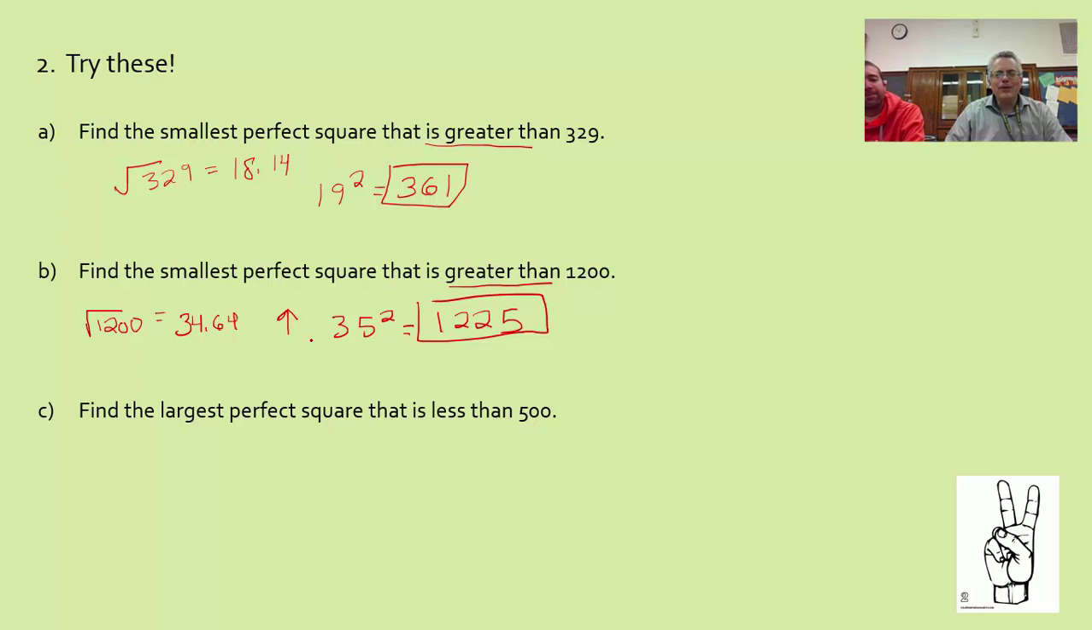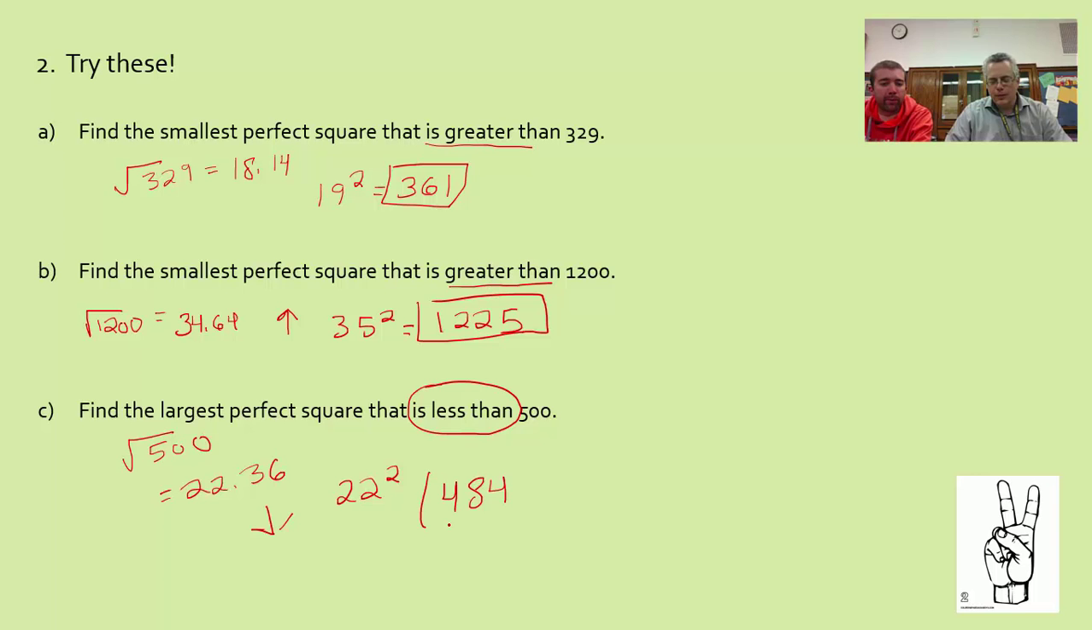All right, largest perfect square that is less than 500. So we're going to come in under 500. Now the square root of 500 is 22.36. So we're going to go for 22 squared, because we're rounding down now. 22 squared is 484. And just so you know, 23 squared would have been too big. 23 squared was 529. If you know the secret, it's easy.